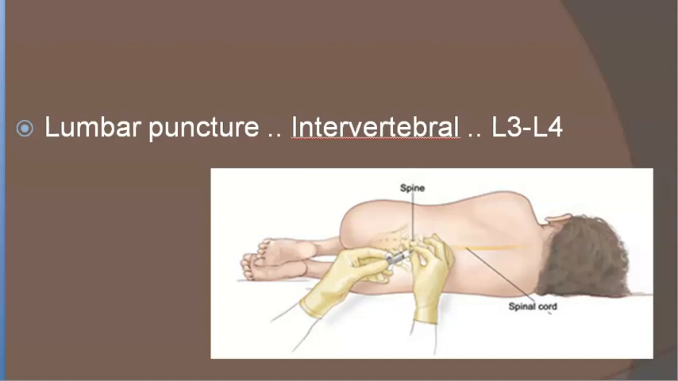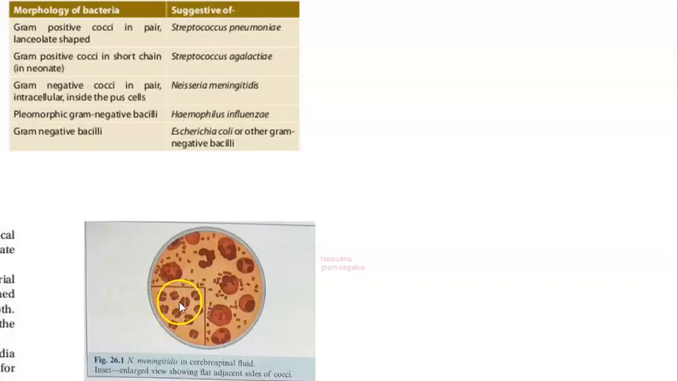So how will you get the CSF? You'll have to do a lumbar puncture, right? So intervertebral, that is between L3 and L4, you'll have to do a lumbar puncture and get the CSF and analyze it. If you have gram-negative cocci in pairs, what is it? Neisseria meningitidis. This you know, right? Diplococci, gram-negative, intracellular, Neisseria meningitidis. Don't forget, okay? Others like Streptococcus and all are gram-positive. Haemophilus influenzae also is gram-negative.